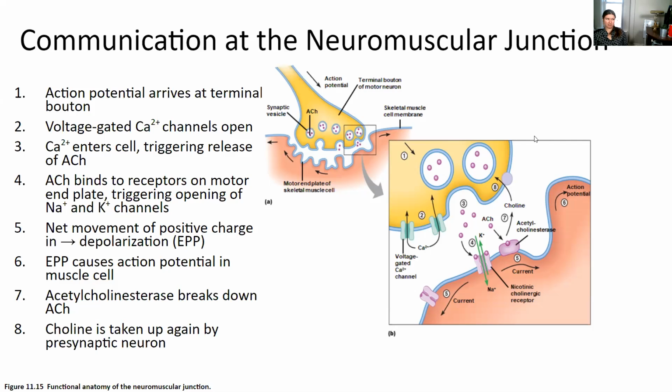Questions about this process? This is hopefully very, very familiar because this really is just like our other synapses, just with some new terms. So new words for hopefully very familiar ideas. And just very specific words now that we're talking specifically about a nerve joining up to a muscle.